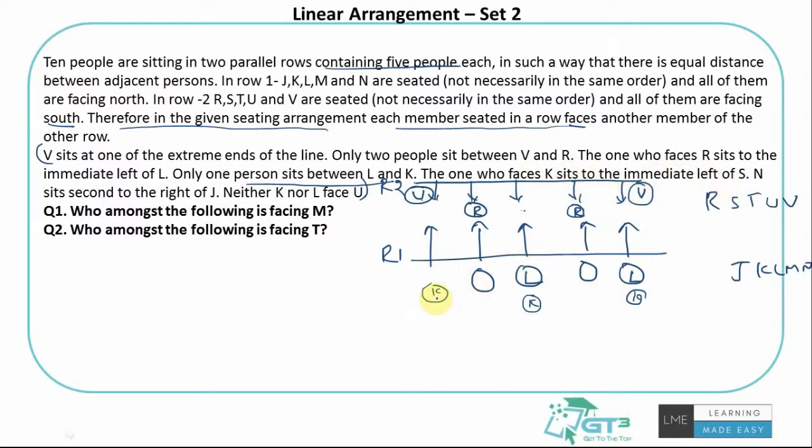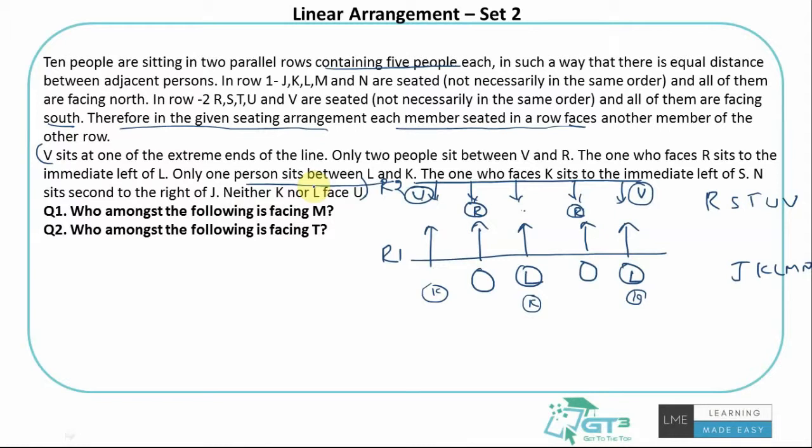So K could be seated here, here, here, and I also know who is sitting opposite to it. And I'll just continue with the rest of the clues. N sits second to the right of J. Again, I don't know where J is seated, and neither K nor L face U. These set of clues are full of indirect clues. I hardly see direct clues.